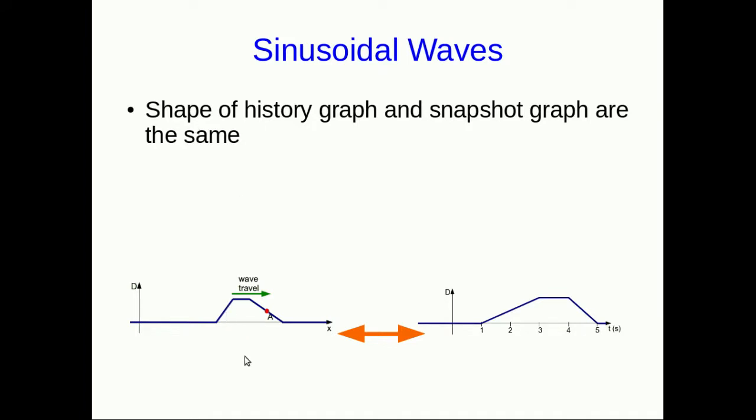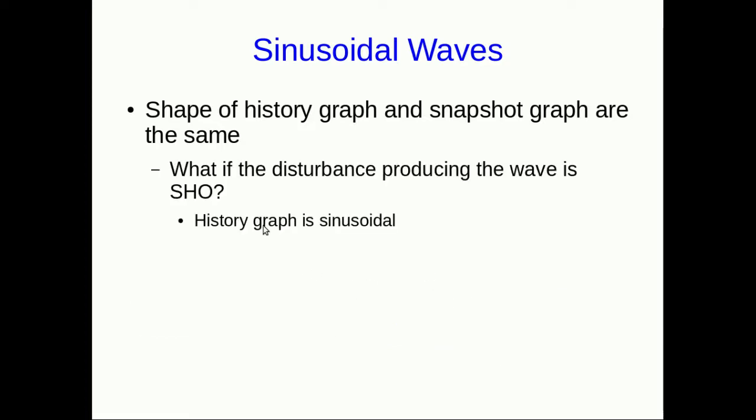So remember that the shape of the history graph and the snapshot graph are always the same, and this tells us something very important. What if the disturbance producing the wave is simple harmonic oscillations? Then that means the location of the disturbance will have a sinusoidal history graph, and by extension that means every other piece of the medium will also have a history graph that's sinusoidal. And since the history and snapshot graphs have the same shape, that means the snapshot graph will also be sinusoidal. If you look at the wave, it will be the shape of a sinusoid.